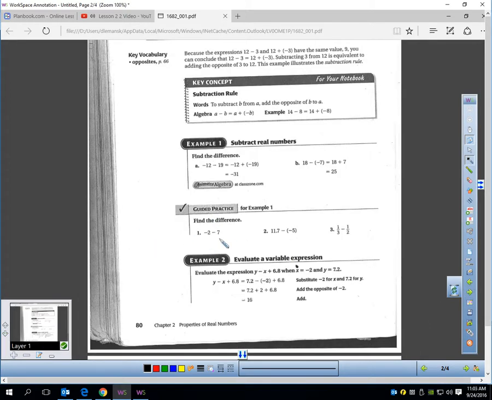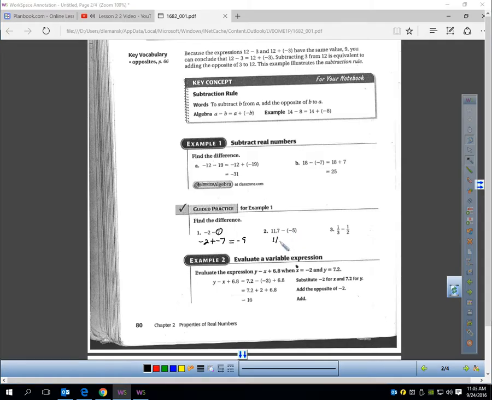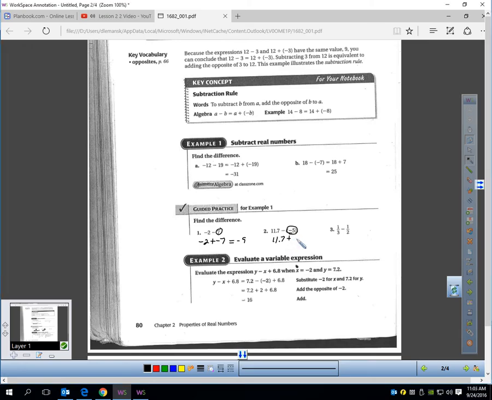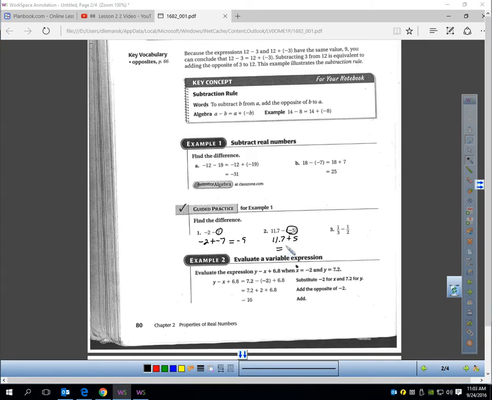Let's practice a few. Find the difference. Negative 2 minus 7. Well, I'm going to do negative 2, and I'm going to add the opposite of 7, which is negative 7. Well, that should be easy. Negative 9. 2 and 7 add up to 9. Put a negative in front. This one, 11.7 minus negative 5. I'm going to do 11.7, and add the opposite of negative 5, which is 5. Well, that's easy. It's 16.7.